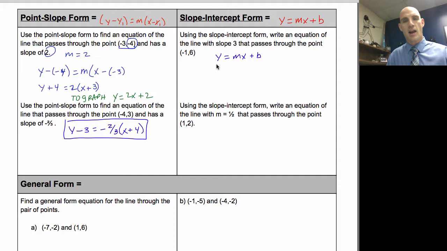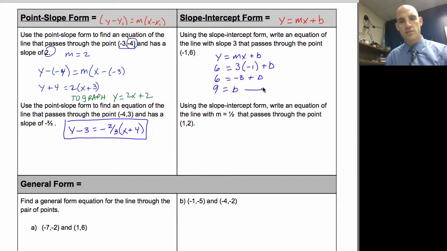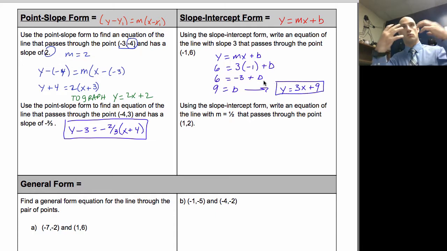Well, if I plug in what I've got, 6, that's my y, is equal to 3 times negative 1 plus b. Notice my unknown is b in this case. And so what I can do is solve for b and then plug it back into the original. So I've got 6 is equal to negative 3 plus b, so 9 is equal to b, which means, now to generalize, I need to leave my y and my x. So I've got y equals m, so my slope, 3, times x plus 9. Okay, that's one way to do it. So you plug in what you've got into your y equals mx plus b, solve for b, plug back in.